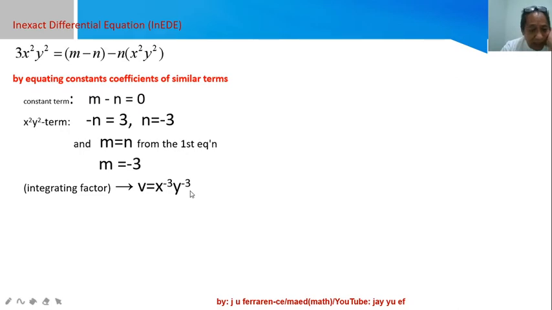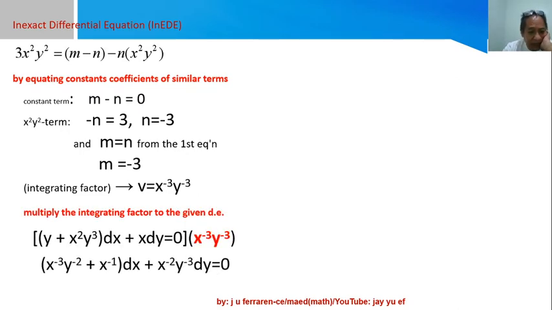Okay? So the IF will be multiplied to the given DE. The purpose is to arrive with a DE which is exact. The original is this one, so I'm going to distribute my identified IF. So this is now the resulting equation.